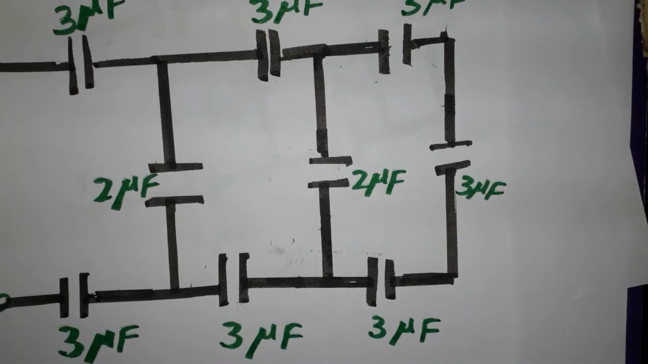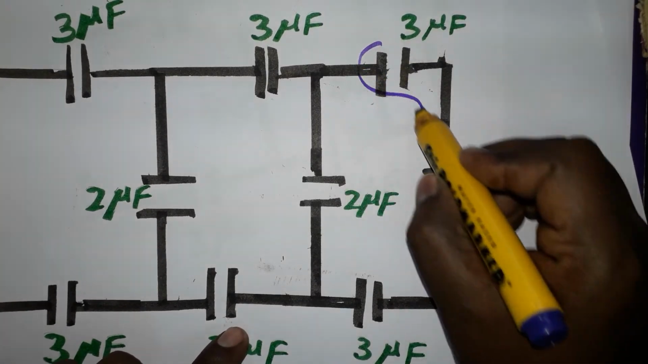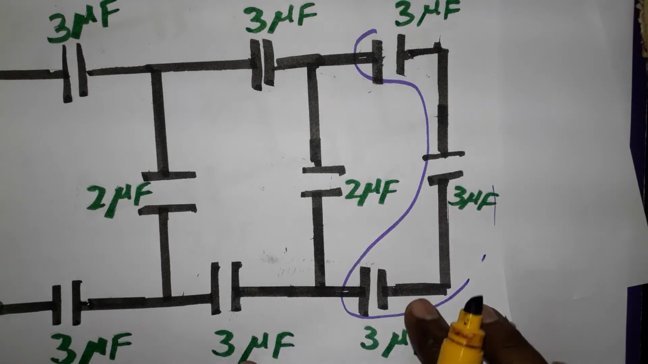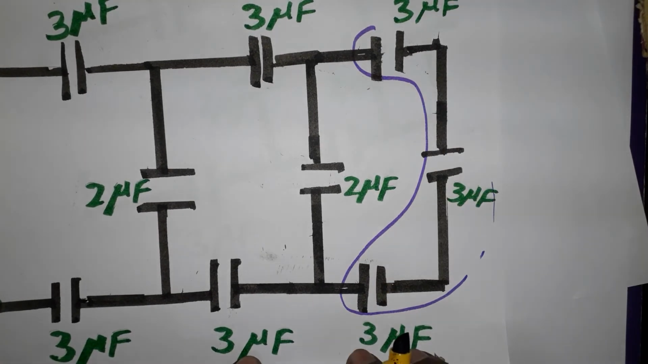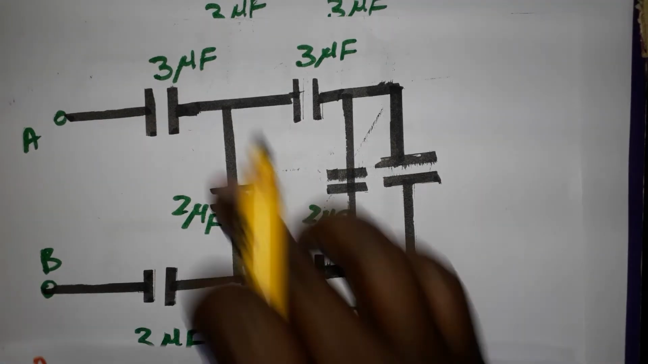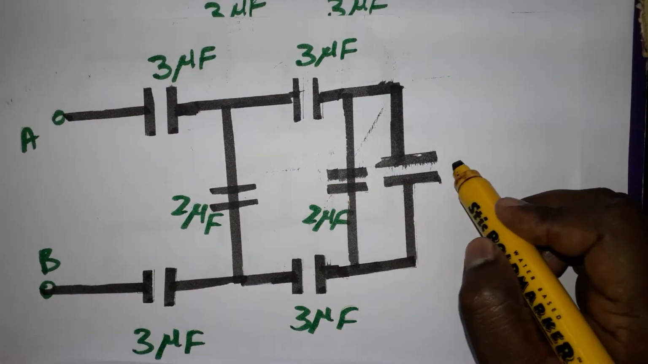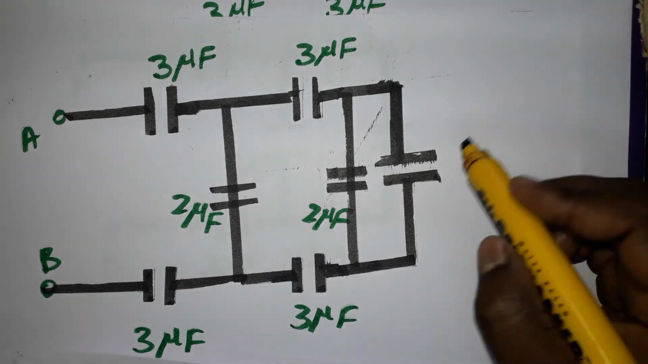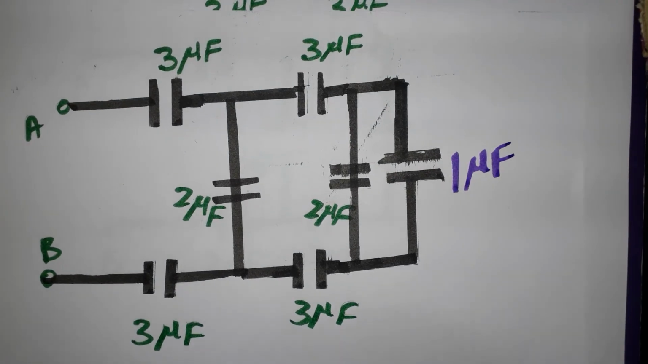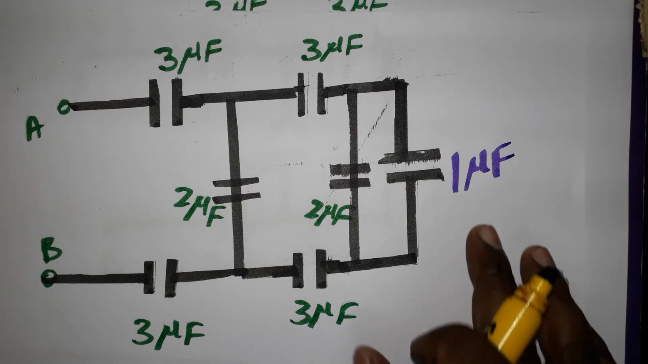Now I have taken these 3 in a series. So in this series solution I got 1 microfarad. Everywhere else I have the same value except here. Here we had 3 capacitances, and now it has become a single one. It's going to be 1 microfarad. When you are solving this kind of complex circuit, you have to do it very slowly, then only you are able to get the answer.